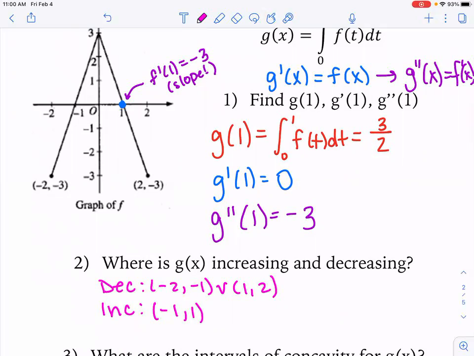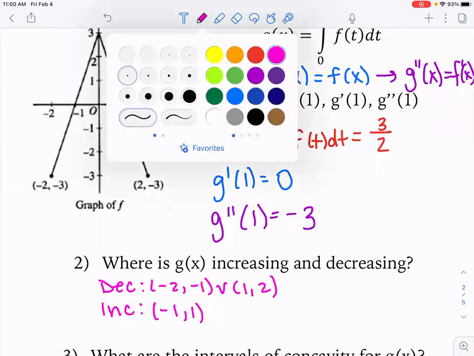All right. Specifically, Kylie, what's happening at x is 1? There's a maximum. Specifically, Isaac, what's happening at -1? Minimum, because our derivative goes from negative to positive. Over here, a maximum, because our derivative goes from positive to negative. Yep. Remember those? Only sort of.